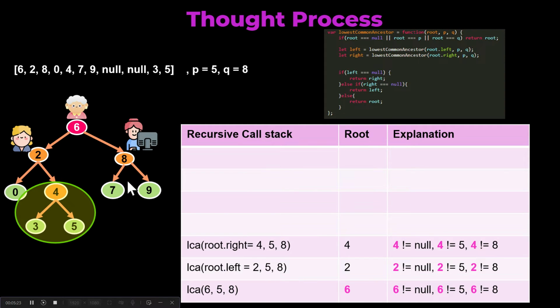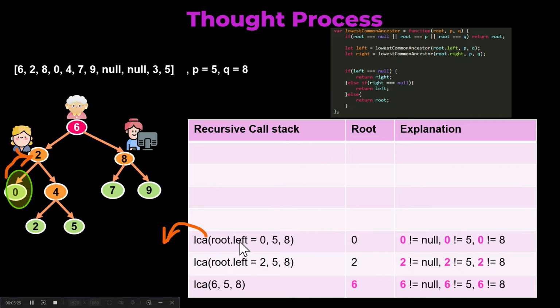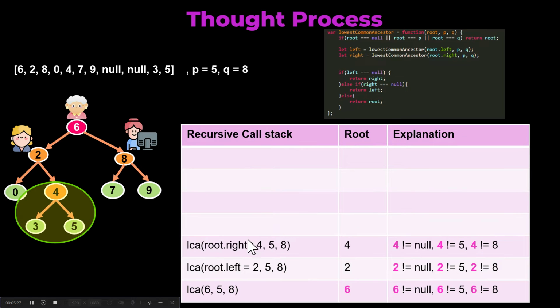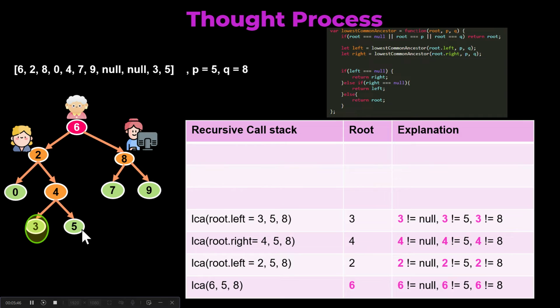So 0 will be out of the call stack. This will be popped from the call stack, and we will go back to here. So from here, the next part is we have to check for the right side. So we are executing this one. So root.right value is 4. So we check 4 is not equal to null, 4 is not equal to 5, 4 is not equal to 8. So we make the further subcall.